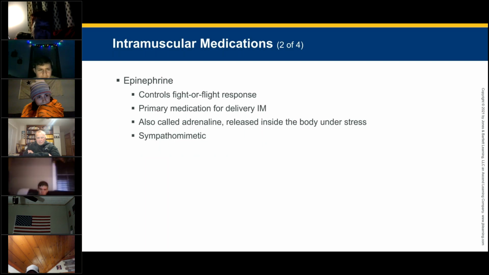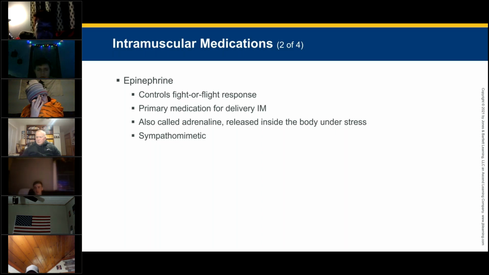Epinephrine or adrenaline. This is something that your body produces naturally. It's a hormone that controls your body's fight or flight response.